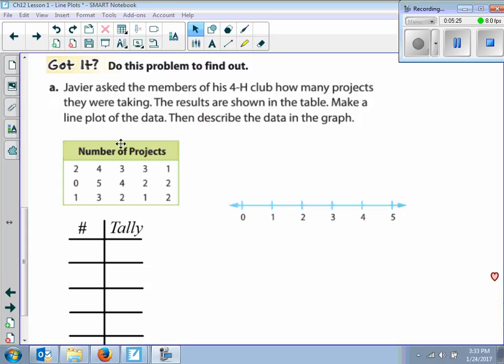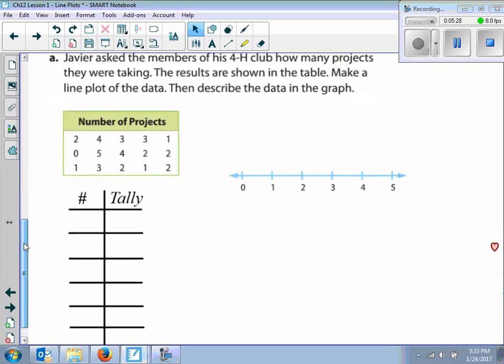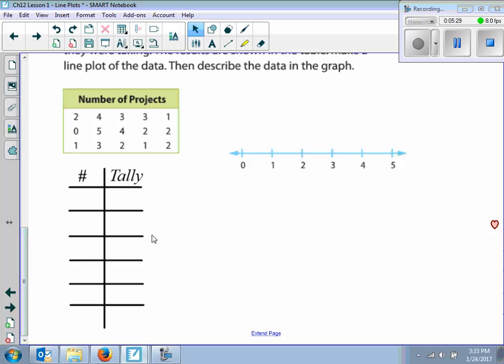So the first thing we want to do is create our frequency table or frequency chart. What's the highest number? 5. What's the lowest number? 0. So we're going to go from 0 to 5. And now we just tally up the numbers, okay?